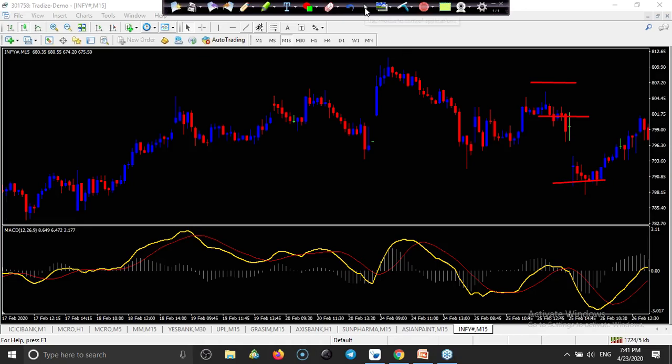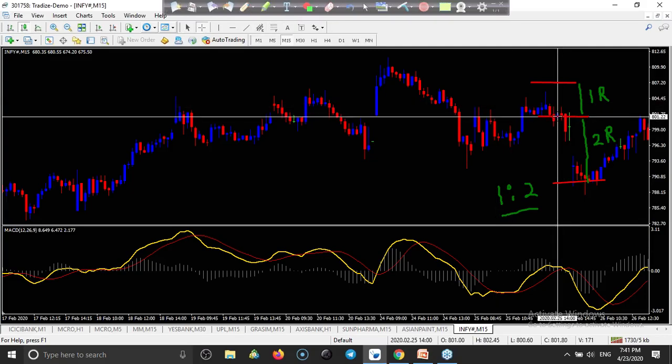Yesterday I told you, this is called one, and this is called two, and here we are using a 1:2 trading ratio. Now here you can see the 1:2 ratio. So let me show you exactly how many points there are. In this area, you can see it's 6 rupees, and our target somewhere here will be 12 rupees.